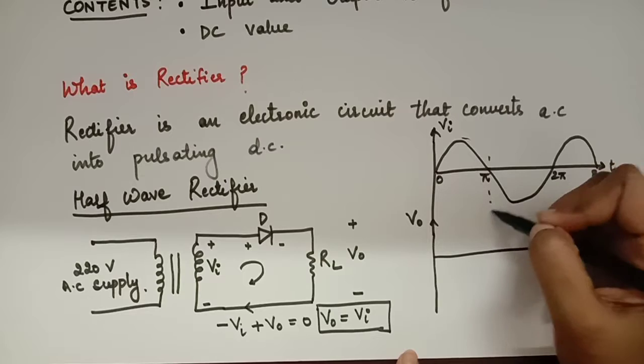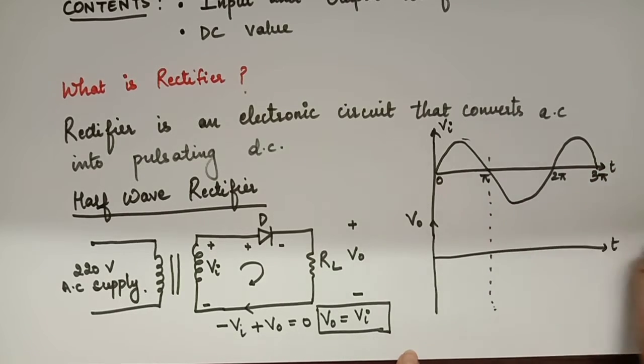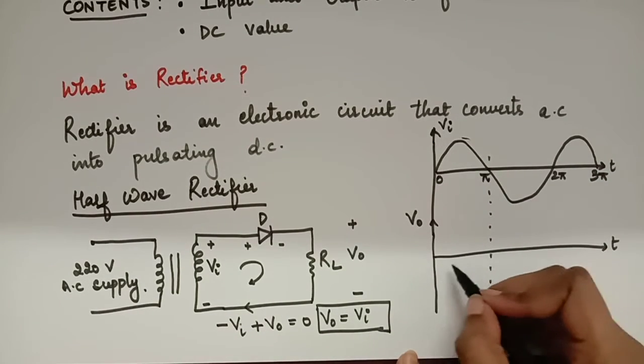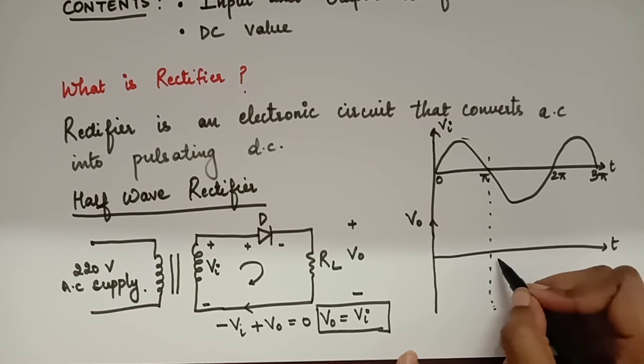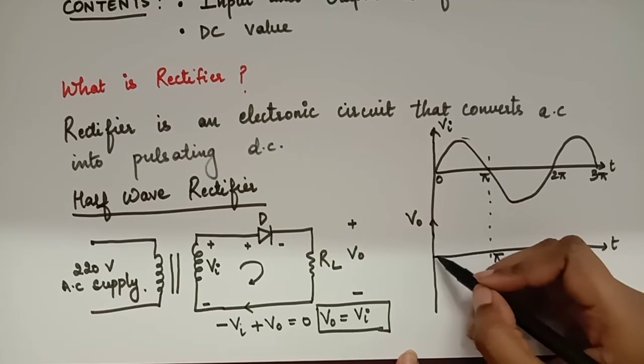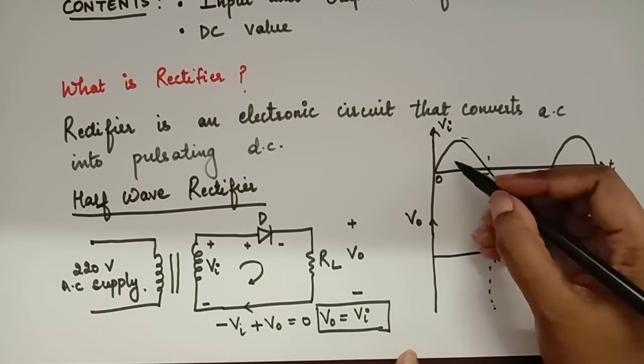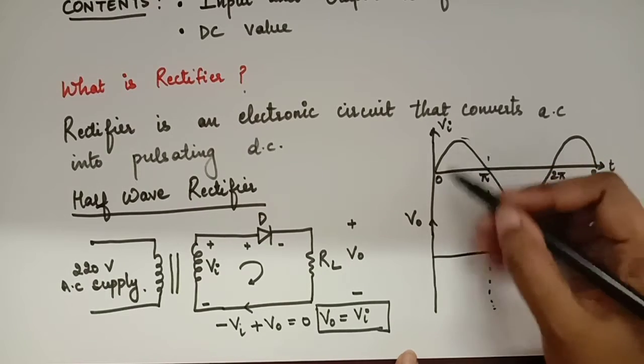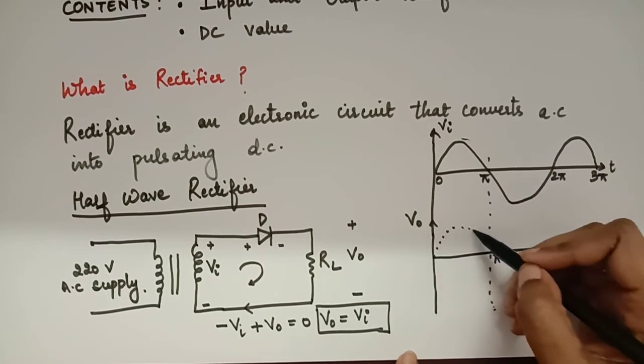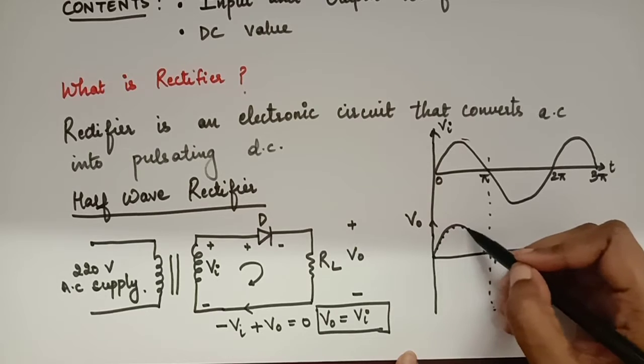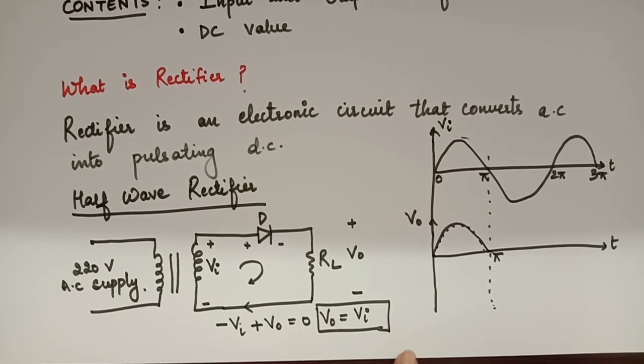So let me draw the diagram like this. This was the positive half cycle which I considered, up to pi, and V0 is equal to Vi, which means we will draw V0 as it is, same as that of Vi. So this is for the positive half cycle.